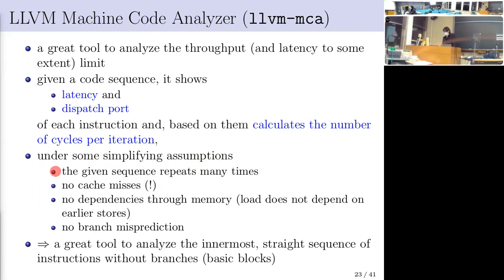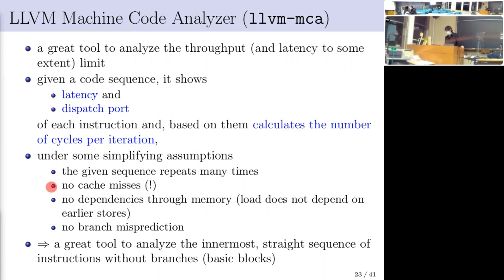So one assumption is that the code sequence you are given repeats many times. And it cannot reason about, for example, code containing branches, where the branches sometimes go to this label and another time go to another label. So this kind of complex code cannot be analyzed. So basically it is just a straight line of code repeating many, many times.